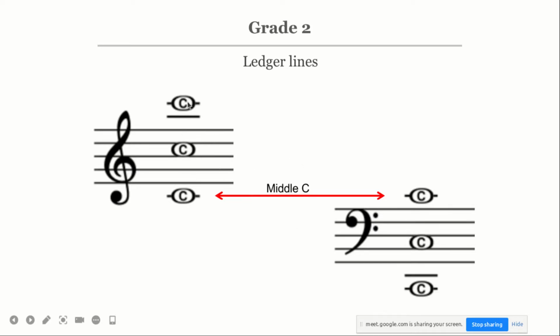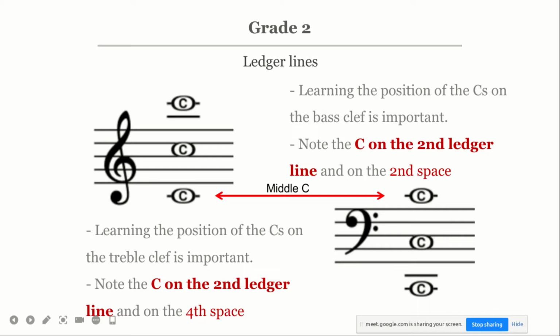These are all the C's that we have done so far. We have the middle C, and you can see it on the treble clef, it's here below, and on the bass clef, it's on the right. So learning the position of the C's on the treble and the bass clef is very important. There is a C on the fourth line of the treble clef, and we already know that. And then we have a C on the second space of the bass clef. We already know that. So I want you to take note of the ledger lines above the treble clef.